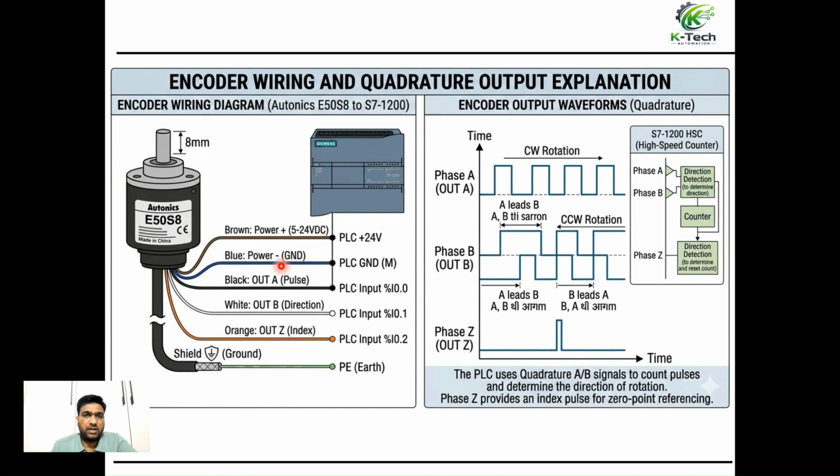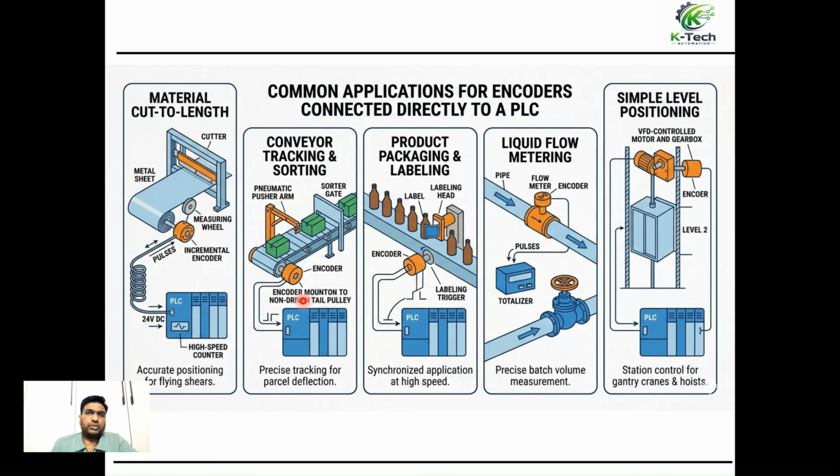More pins means this is only the A pulse, but A bar and B bar are also available. So that encoder you can also use, not an issue. But here A and B is okay. Now where can we use it? There are some applications in which we can use the encoder, and right now I am using this encoder. These are the common applications for an encoder connecting directly to the PLC.